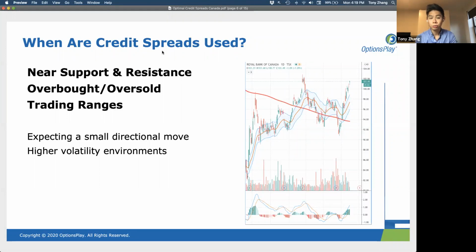And then I will try to go through as many examples as possible to show you how you can utilize a tool like Options Play to analyze and ultimately trade these types of strategies. So first off, let's talk about when should you sell a credit spread.